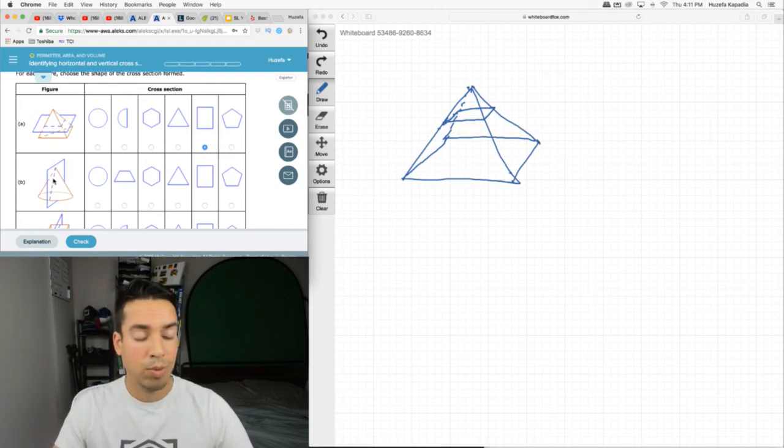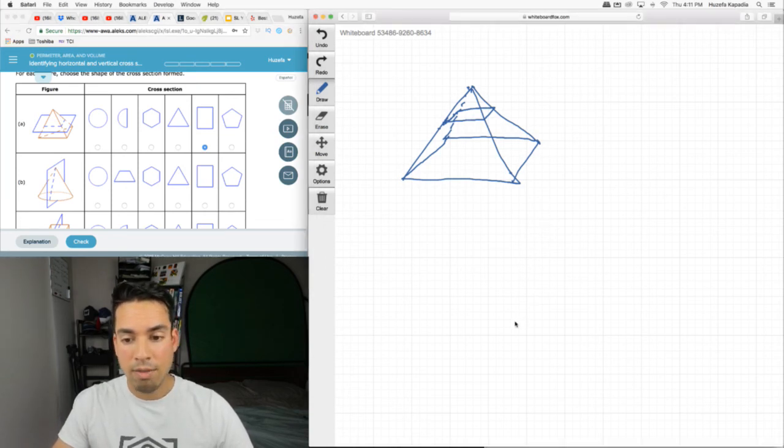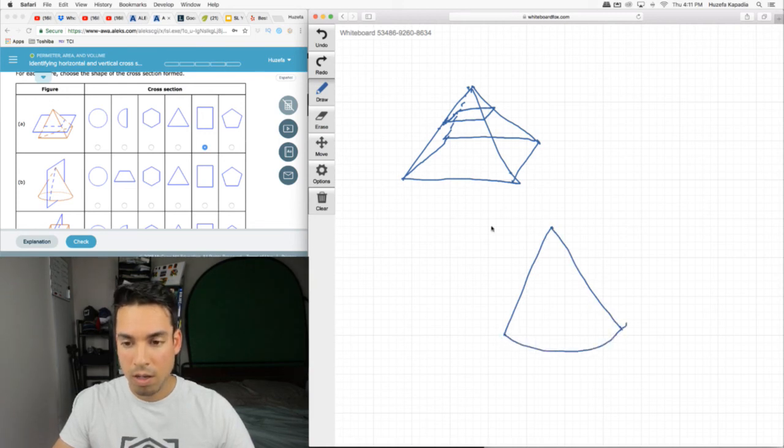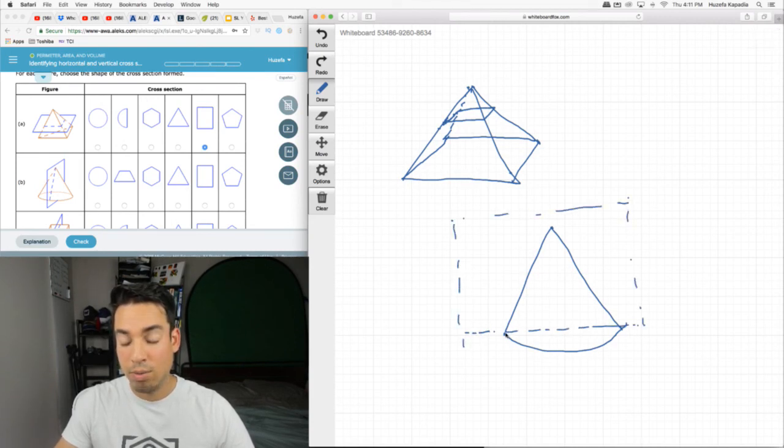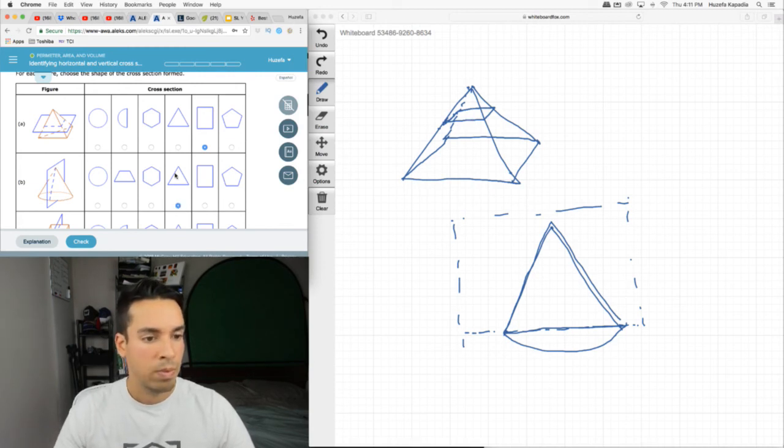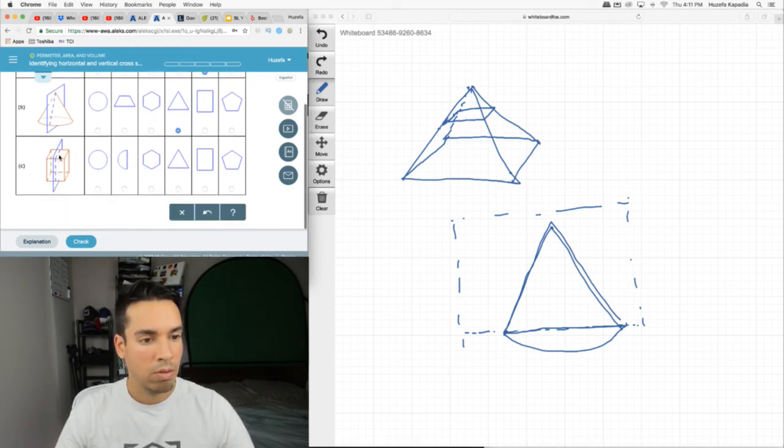Now, what about this? This is going to be really interesting. This may be very counterintuitive, but if we have a cone, and we cut it straight across like this, what are we going to get? We're actually going to get just a triangle. And what about down here? Of course, we got a rectangular prism. We get a cross section, a slice, and that's going to be a perfect rectangle.